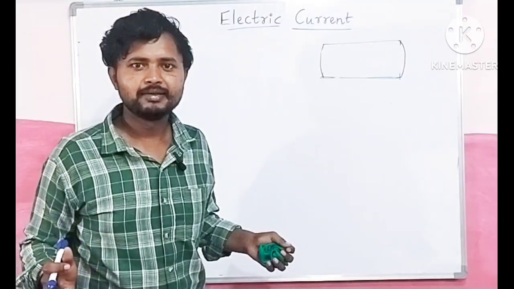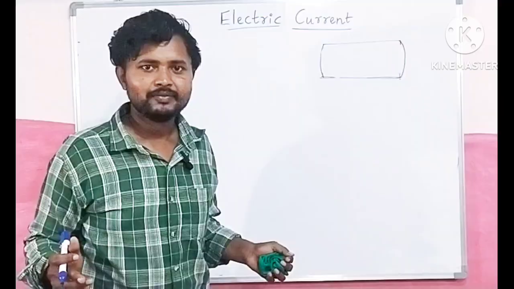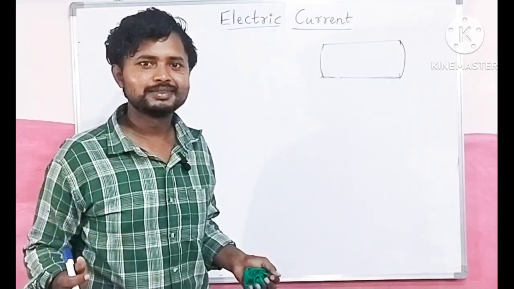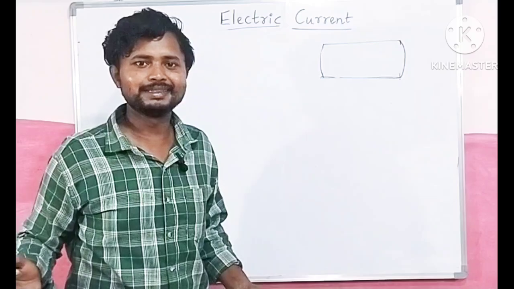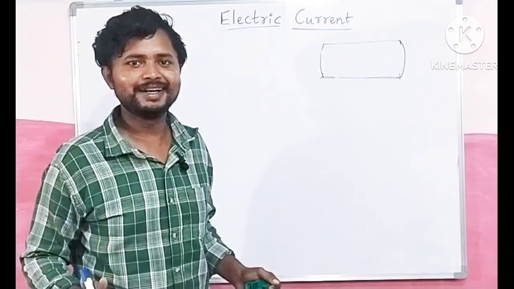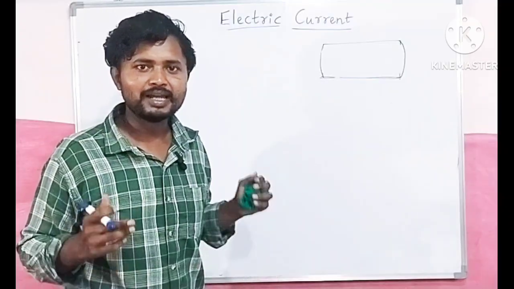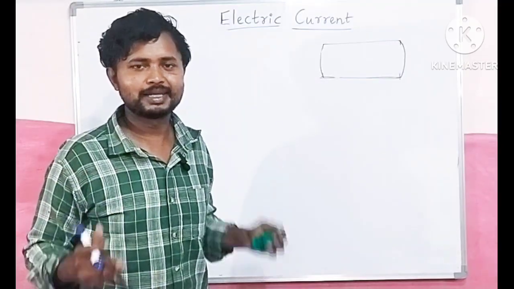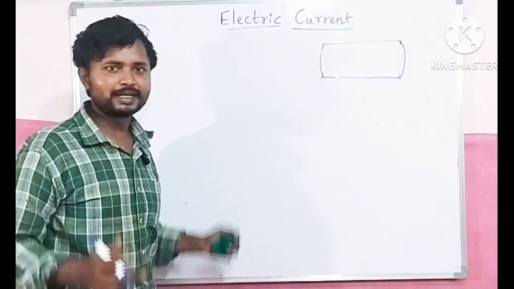So we know that without electricity, without electric current, we cannot imagine this world. The machines as well as the electric bulb are glowing. Everything is working behind the electric current. Okay, without electric current we cannot do anything in our life. Current is very important. So what does electric current mean?